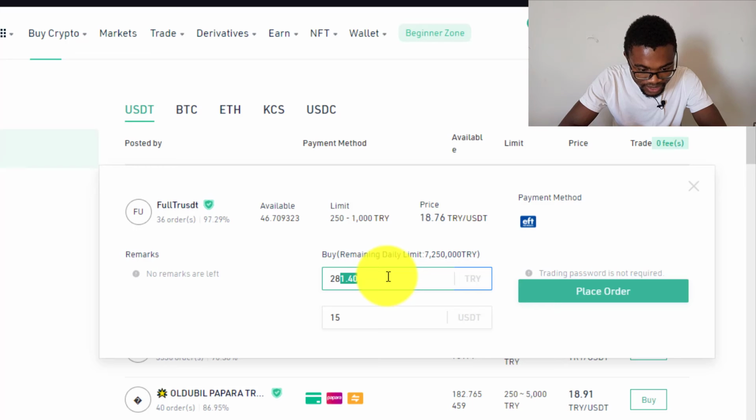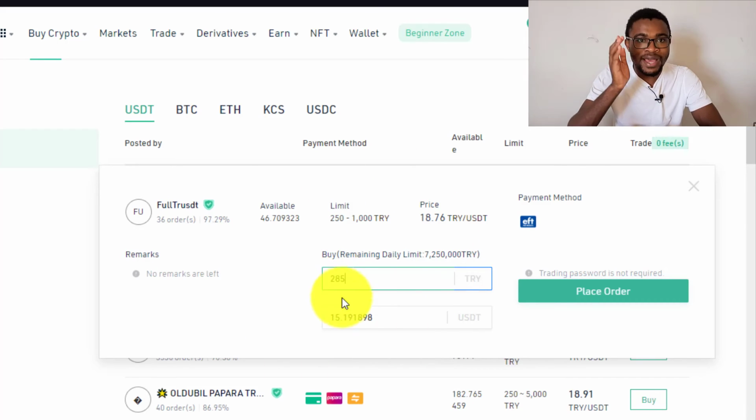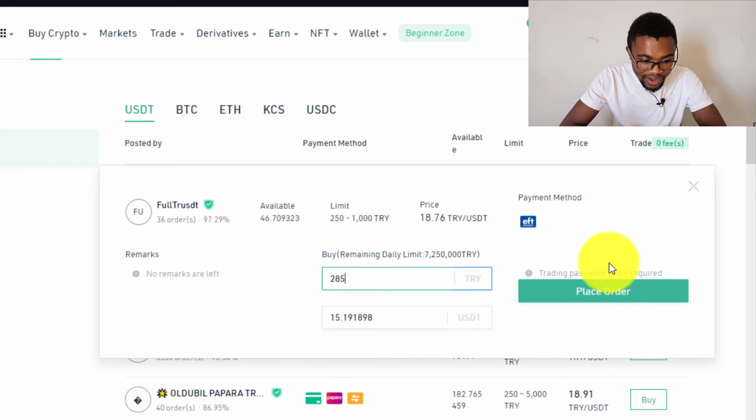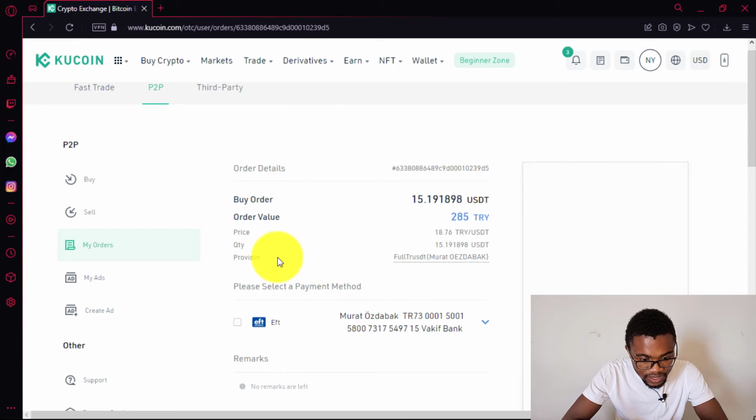So let me just put it 285 over here. So I'm going to send 285 to this person. Then this person is going to release 15.19 USDT to my Kucoin account. So after entering the amount, you just need to come and press on place order. So this order has been created successfully. All what I need to do is to transfer 285 to this person over here.